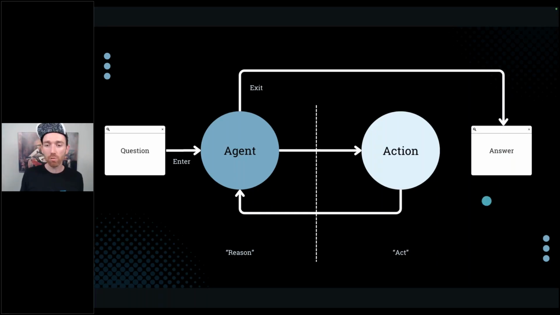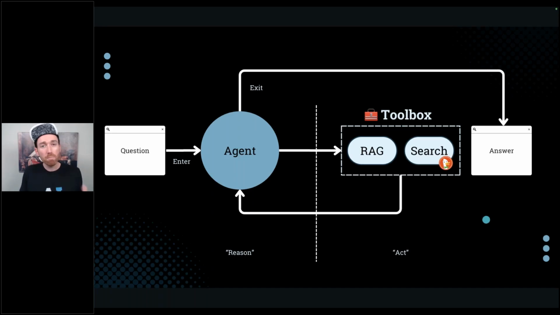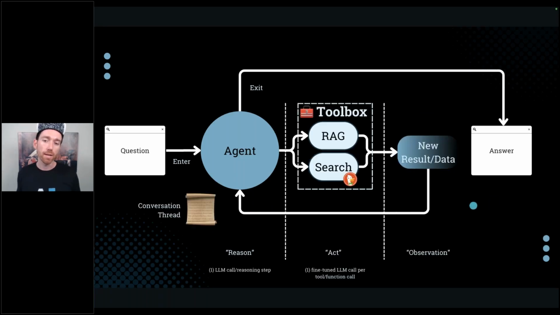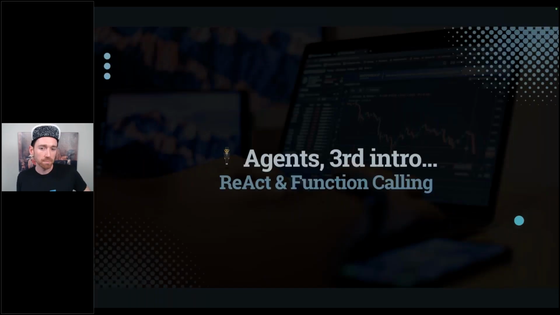But what's going on when we take an action? Well, we might take an action and it just goes to our RAG application. Or we might take an action and we call a function or a tool. We do some additional search. Either way, after we're done, we're going to get some result, some new data. We're going to observe it. We're going to take that into consideration in our conversation thread, and we're then going to see if we know the answer now. Okay, there's one more piece that we need to talk about.